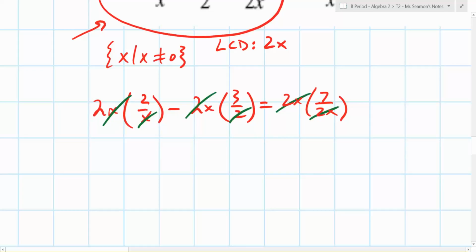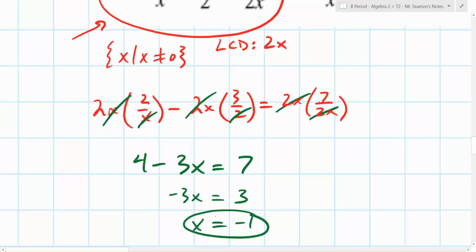Monica, what's left? 4 minus... Any fractions left? No. When you multiply by the LCD, all the fractions should go away. So what do we subtract from both sides? Negative 3x equals 3. So what does x equal? Negative 1. Look at that. We just solved our first rational equation.